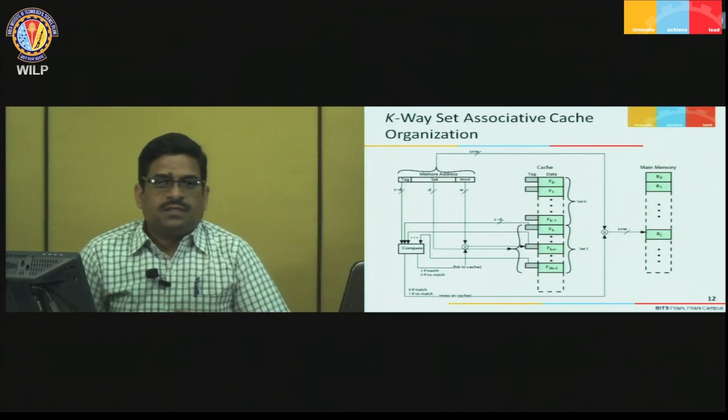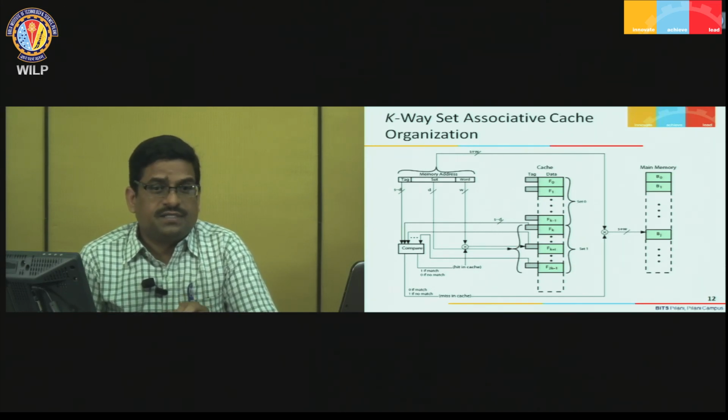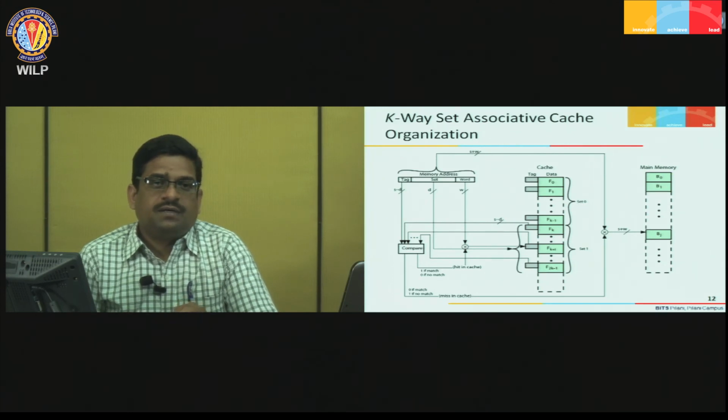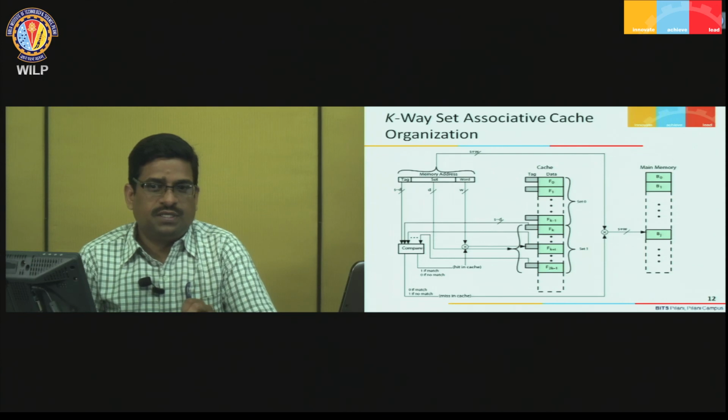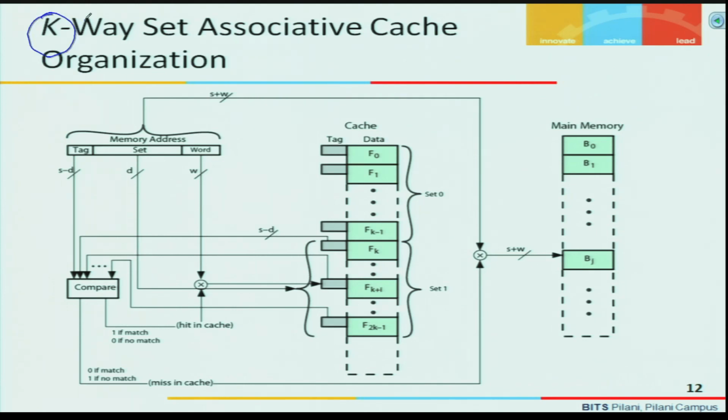To understand how the processor generated address is interpreted, and whether the data required by the processor corresponding to that address is available in the cache or not, we can see this diagram. Here, in place of any fixed associativity, let us say 2-way or 4-way or 8-way, I say it is k-way associativity. K value can be 2, 4, 8, 16. In each set, I have k lines, f0, f1 to f k minus 1. Total k lines are there.